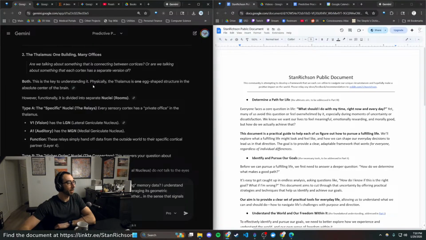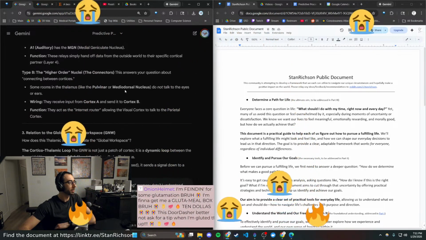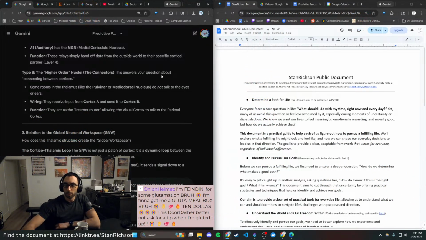This is the key to understanding it physically. The thalamus is one egg-shaped structure in the absolute center of the brain. Okay. However, functionally, it is divided into separate nuclei. We've got type A, the specific nuclei, the relays. Every sensory cortex has a private office in the thalamus. I see. Type B, the higher order nuclei, the connectors. The answer to the question.